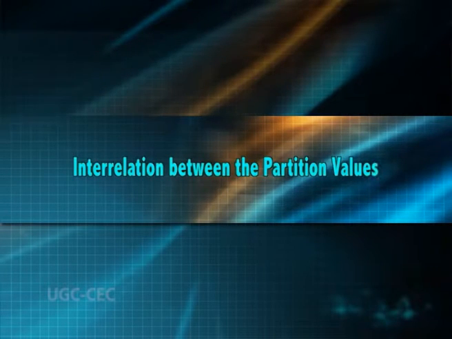Interrelation between the partition values. Note that the percentiles P10, P20, P30, etc. P90 are equal to the deciles D1, D2, etc. D9. P25, P50 and P75 are the quartiles Q1, Q2 and Q3 of the given set, and P50 equals D5, that is equal to Q2, that is equal to the median. The term quantile is a general term for a division point relative to any partition. Hence, median, quartiles, deciles, etc. are examples of quantiles.